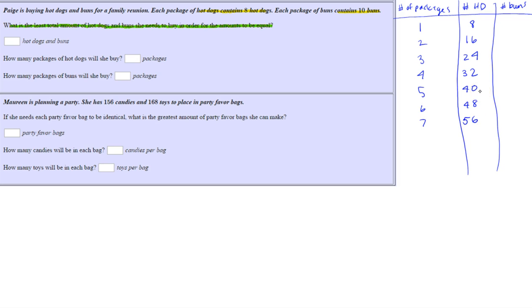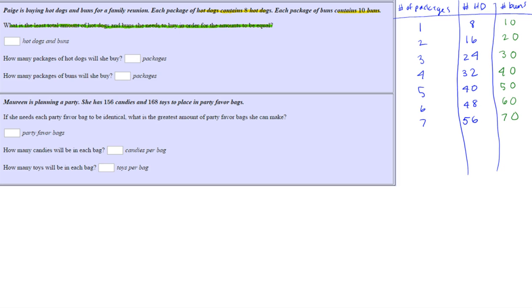So now let's do the same process for buns. Well, if she bought 1 package of buns, that would be 10. 2 packages would be 20. 3 would be 30, 40, 50. So I'm just counting by tens, 60, and 70. Okay. So now what we want is an equal number of hot dogs and buns.